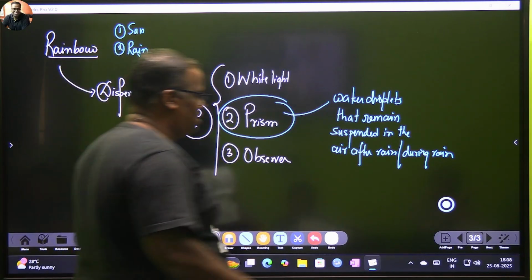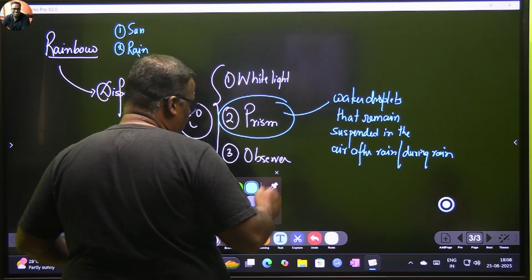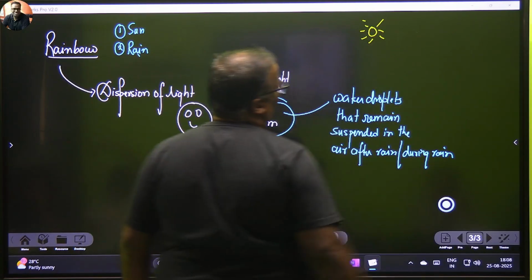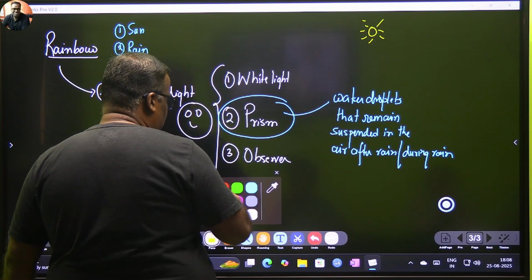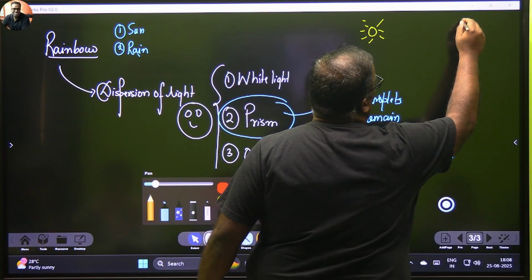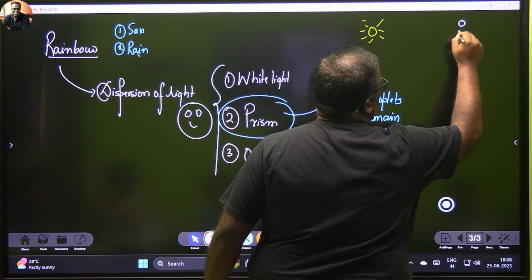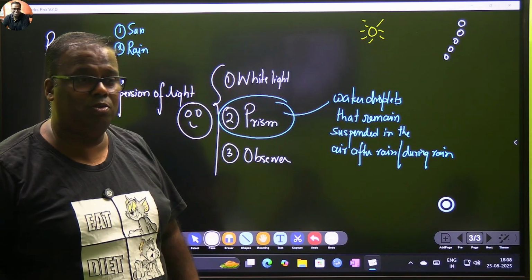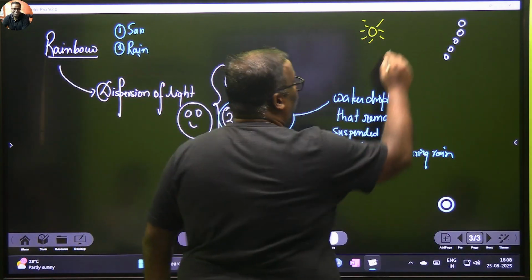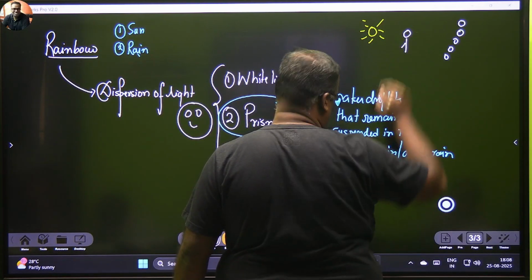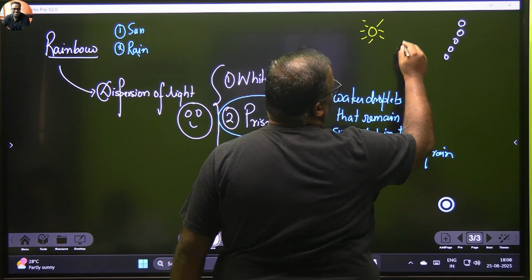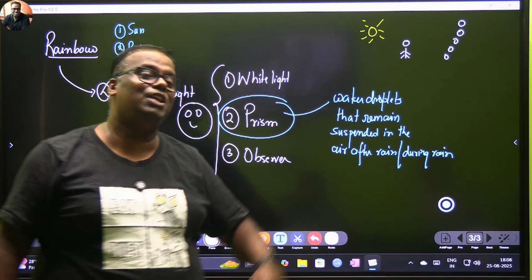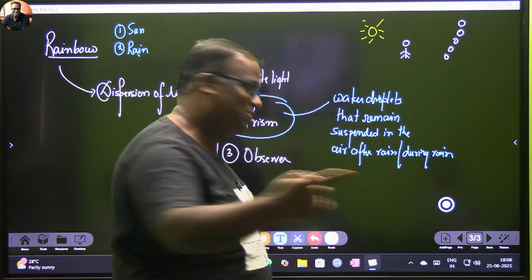Now, how it happens, it's like this. That geometry is also interesting, which we actually see in grade 10. So you'll have the sun, and the water droplets would be suspended. These are the water droplets which are actually suspended, and each of these droplets will be acting like a prism. The observer should always be in such a position that the sun is behind the observer. You can never see a rainbow if the sun is in front of you. That's also beauty.